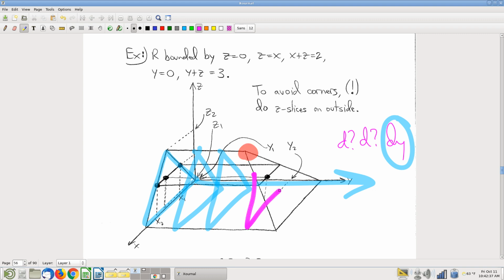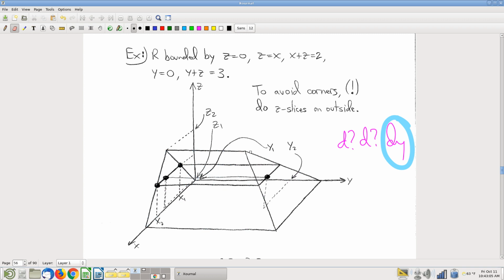After that, your slices are going to look like this, and they're going to get shorter as you go along. So for different values of y, you have different kinds of slices, with different bounds for the inner integrals. Again, morally, the problem is you slice through a corner. Corners are bad. All right, so that's a bad choice too. So we really only have one good choice here, and that is to do our dz slices first.